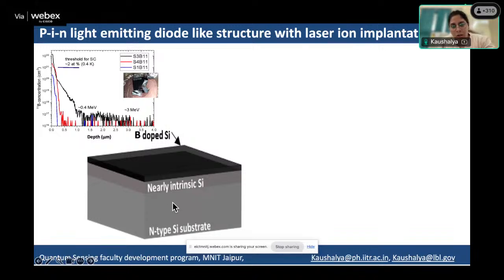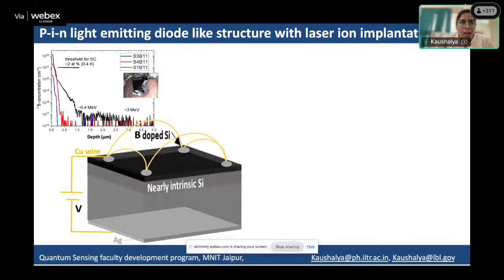So what you end up getting, starting with the n-type silicon substrate, is highly p-type silicon for the top few hundred nanometers, and then somewhere in between, where you have some boron and some phosphorus, is the region that you can consider nearly intrinsic. Of course, pure intrinsic would be when you don't have any of these elements. And this actually gives you right away a PIN light emitting diode based on silicon.